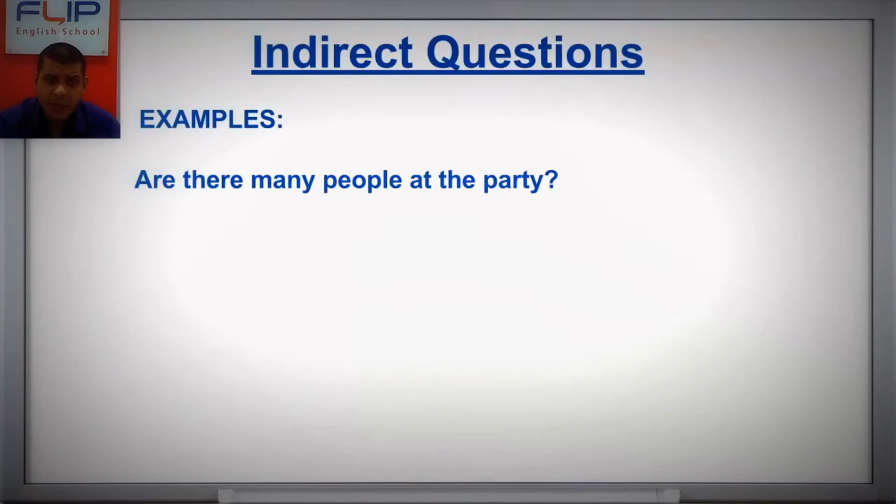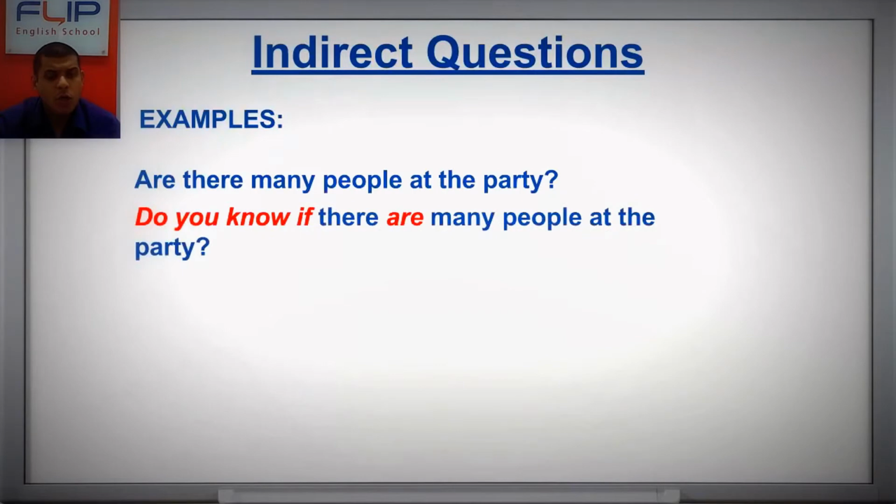And then turning it into an indirect question, it goes like, do you know if there are many people at the party? You see, the verb be in this case goes after there. So, do you know if there are many people at the party? In indirect questions, I have to change the position of the verb be. Alright? Let's see another example here.